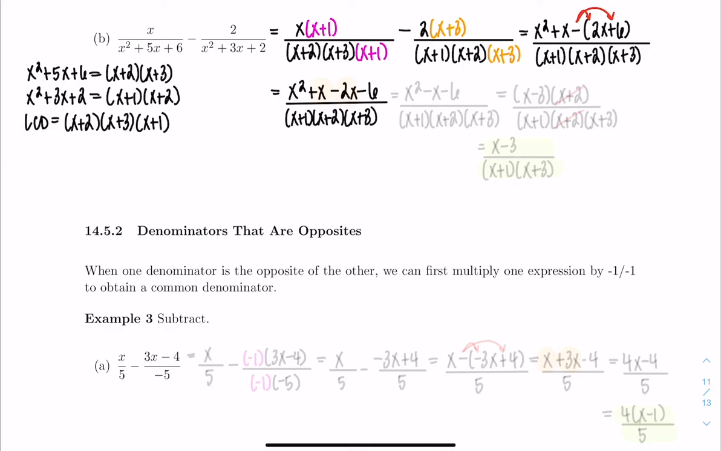And so we can combine like terms. I've got x and negative 2x. So we got x squared minus x minus 6 all over our LCD. And we want to see if we can factor the numerator, which we can. That's going to factor as x minus 3 and x plus 2.